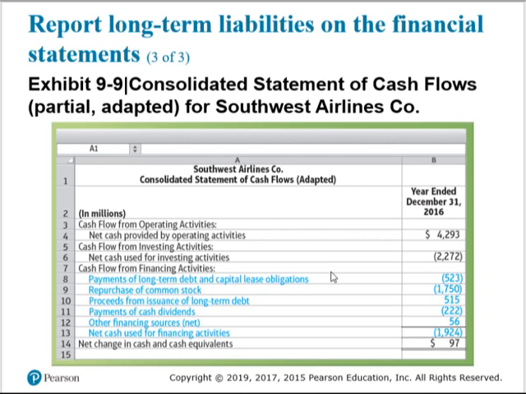And this shows the statement of cash flows, which we touched on briefly, and you'll study more in depth in Accounting 200 for Southwest Airlines.